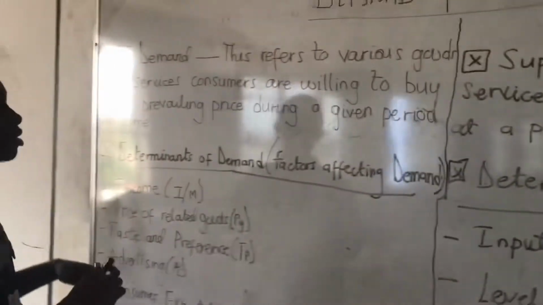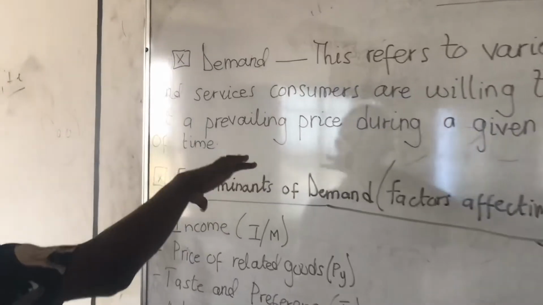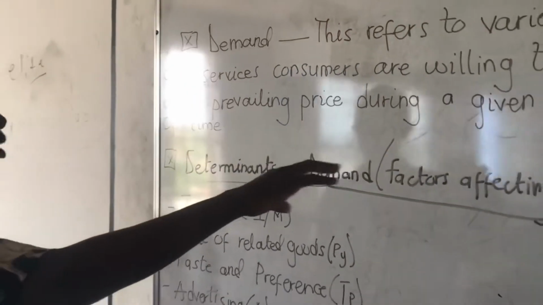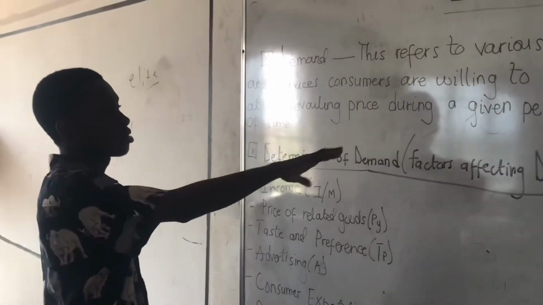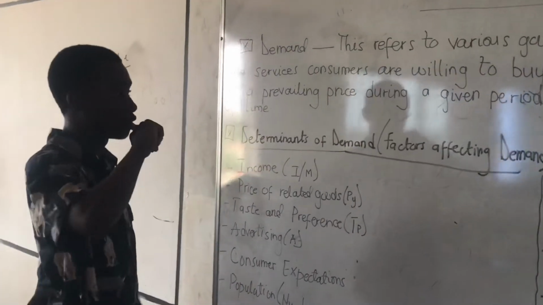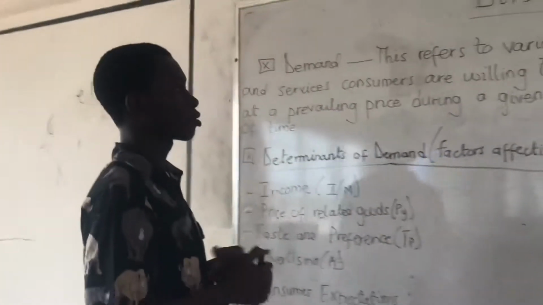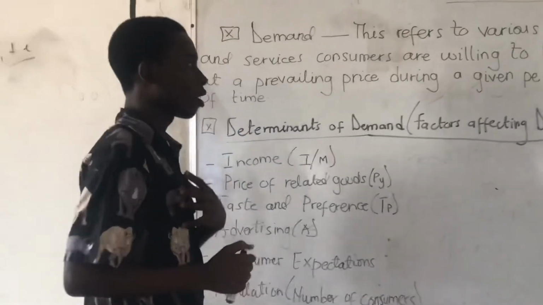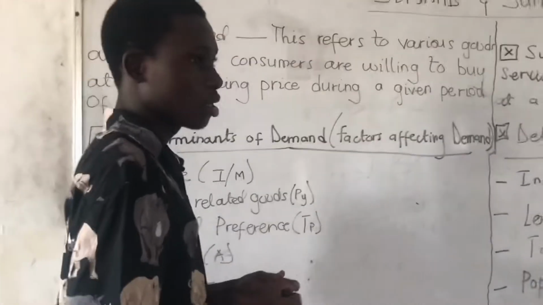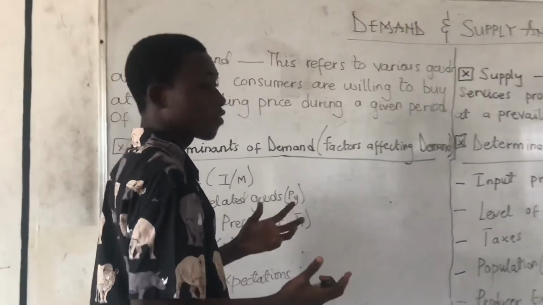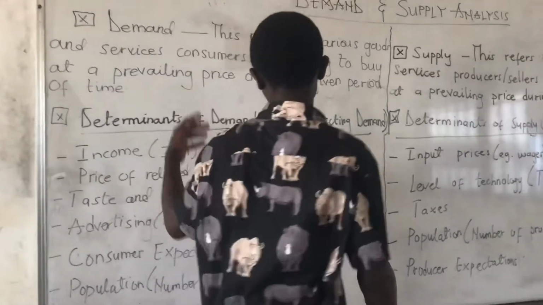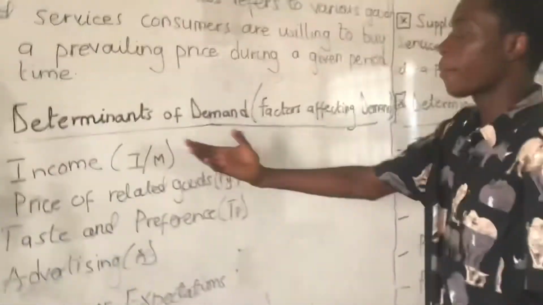So demand refers to the various goods and services consumers are willing to buy at a prevailing price during a given period of time. What demand tries to talk about is the things you, the consumer, want to buy at a given price during a given period of time. That's all about demand. We also have determinants of demand.